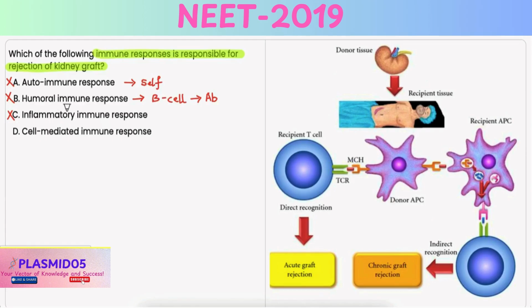Hence, it is incorrect. Option D, cell-mediated immune response. Now, the cell-mediated immune response involving T cells is the main mechanism responsible for the rejection of a kidney graft, because T cells recognize the foreign antigens on the transplanted organ and mount an immune response to destroy or reject the graft tissue. Hence, this is the correct option.